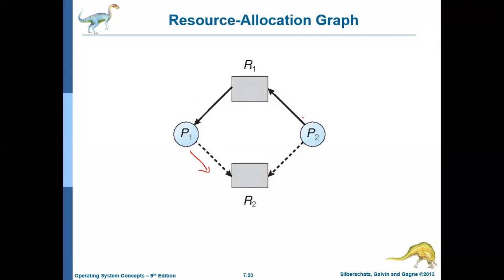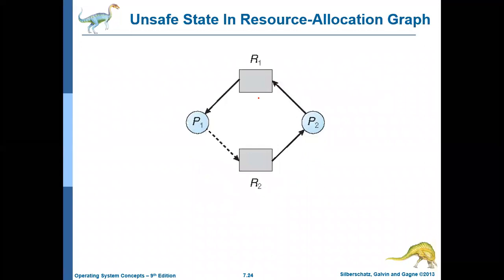This line represents that P2 is requesting the resource R1, but R1 is already assigned to P1. And P2 may claim R2 in the future. That is, P1 also may claim and P2 also may claim R2 in the future. That's the point. R1 is currently allocated to P1, and P2 is waiting for R1, it is requesting R1.